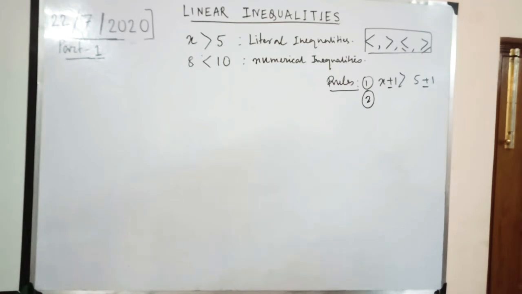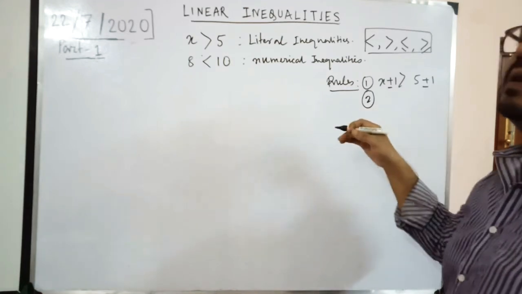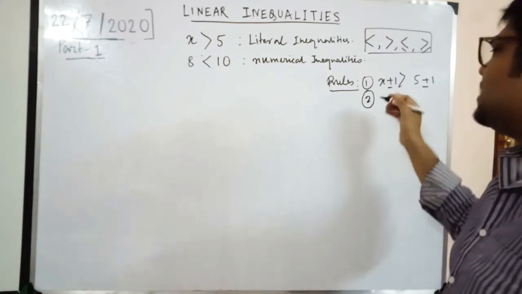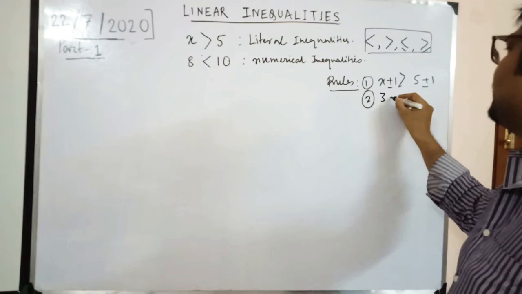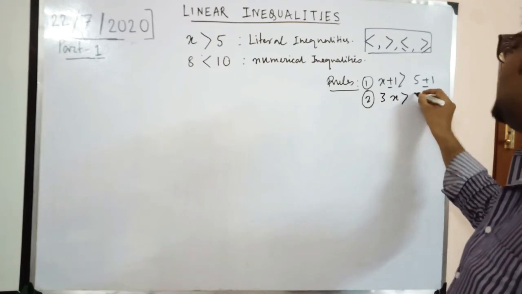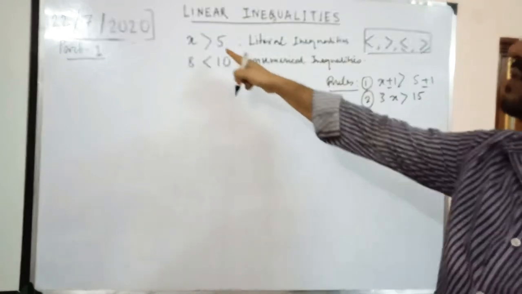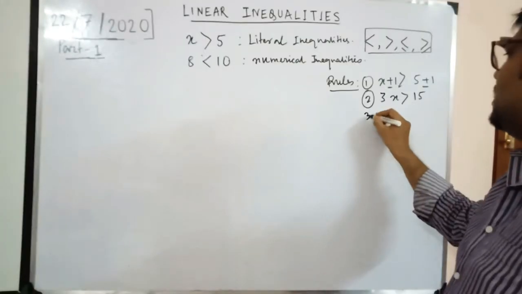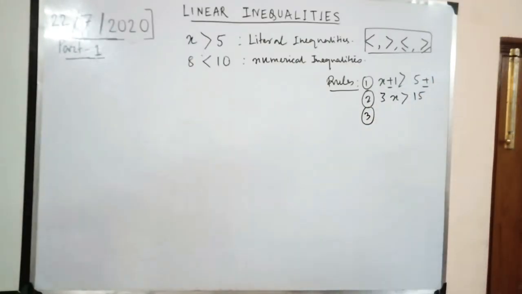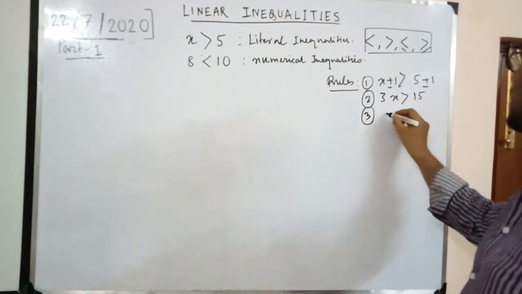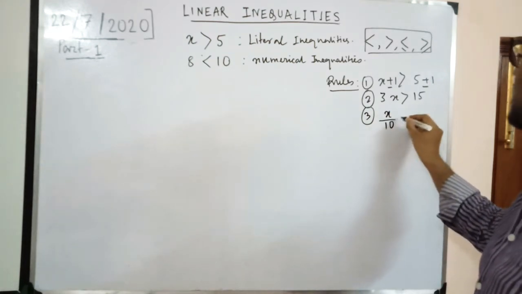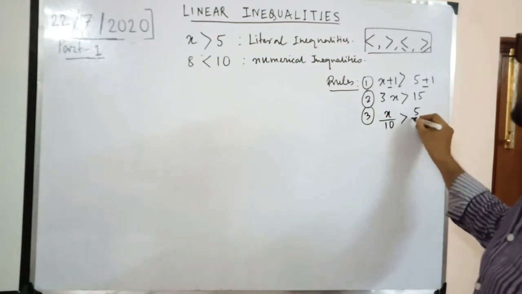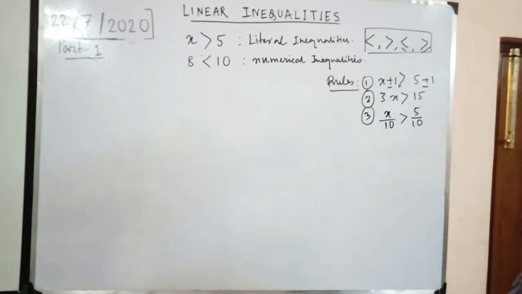Now the second rule, you can multiply or divide by some number. Say I multiply by 3, so it will be something like 15. So I have multiplied 3 on both sides. Third, you can divide by any non-zero number. Say x by 10 is greater than 5 by 10. This will also work. Non-zero, remember the denominator must be non-zero.